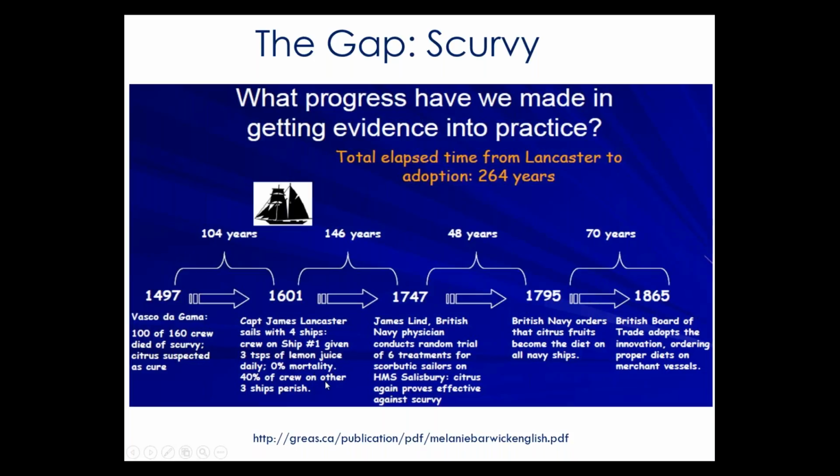And then you go around 1600, where they began administering lemon juice, and we saw a drastic change in the rate of dying from scurvy. And then we go further to James Lind, who did one of the first randomized trials around 1750, and we see further benefits all the way up to around 1800, where we had the first order, and then finally in 1865 the British adopting a policy.